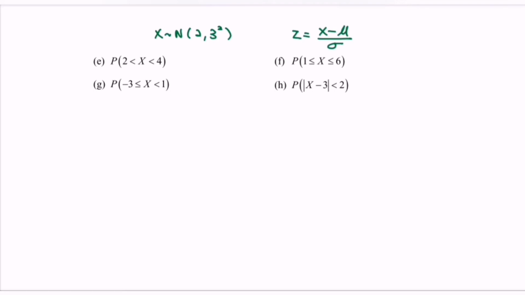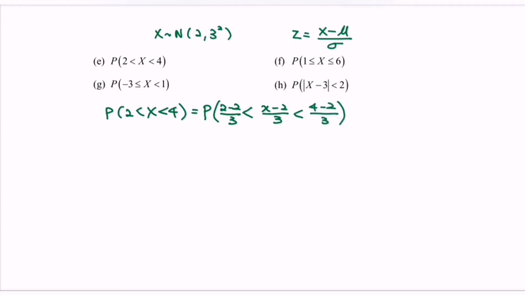Next, kindly refer to E, where we have the probability that x is greater than 2 and less than 4. Step number 1 is to standardize the situation, where we have the probability that (x minus 2) over 3 is greater than (2 minus 2) over 3 and less than (4 minus 2) over 3. Simplify the situation: the probability that z is greater than 0 and less than 4 minus 2, which is 2 over 3, which is 0.67. After we standardize the situation, next is to sketch the graph or refer to the diagram.